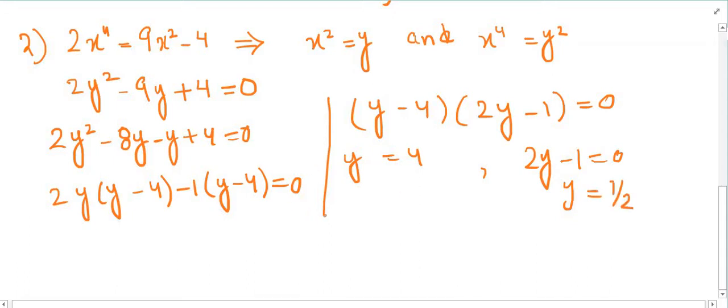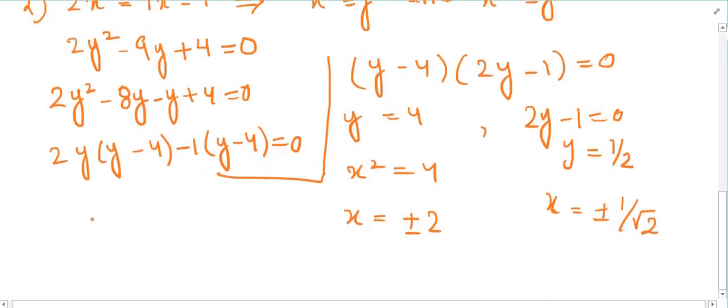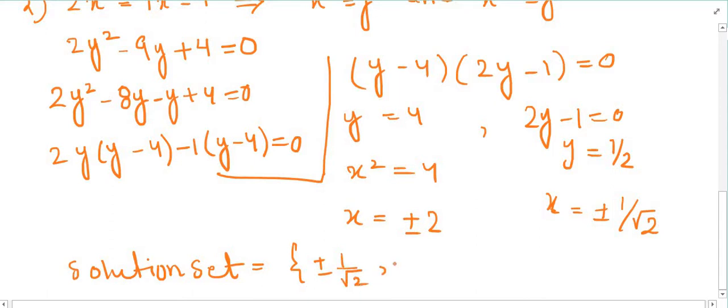Again replace y with x^2, which gives x equals plus minus 2, and x equals plus minus 1 by square root 2. Clear? So the solution set is plus minus 1 by square root 2 and plus minus 2.